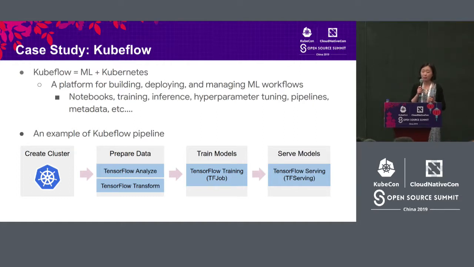Kubeflow is a machine learning toolkit for Kubernetes. A Kubeflow pipeline is a platform for building, deploying, and managing machine learning workflows. A typical Kubeflow pipeline includes the following steps. First, you need to create a Kubernetes cluster. Then you need to prepare the training data by deploying workloads like TensorFlow Analyze and TensorFlow Transform to analyze, clean, and pre-process this training data. And the next step is to train your machine learning model.